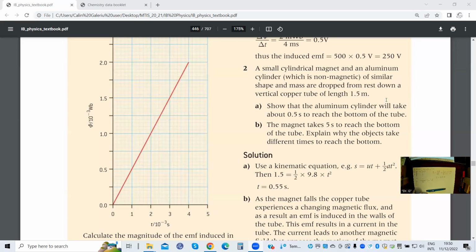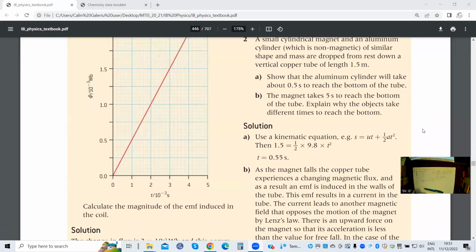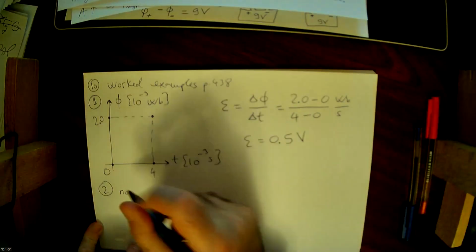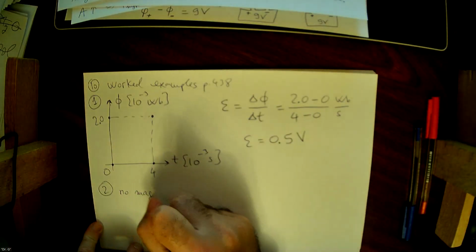Show that the aluminum cylinder will take about 0.5 seconds to reach the bottom of the tube. The magnet takes 5 seconds to reach the bottom of the tube. Explain why the objects take different times to reach the bottom. Okay, well, with no magnetic force, you have a free fall. So no magnetic force, that means free fall.